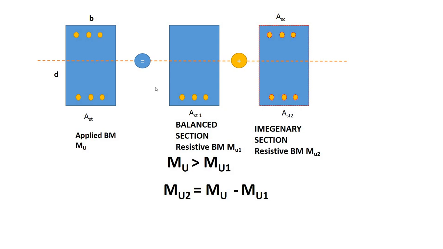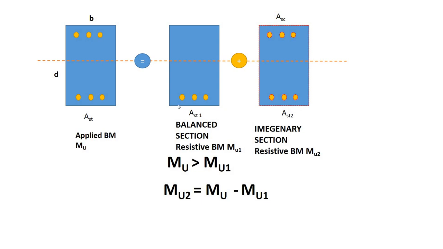In the case of a doubly reinforced section, our applied bending moment is greater than the balanced bending moment, right? Whatever moment is provided by the balanced section is less, and the applied bending moment is higher. So the additional moment will be taken care of by this imaginary section. That additional moment is equal to the applied bending moment minus the moment carried by this balanced section, right? The balanced section is the same as the singly reinforced beam, right?